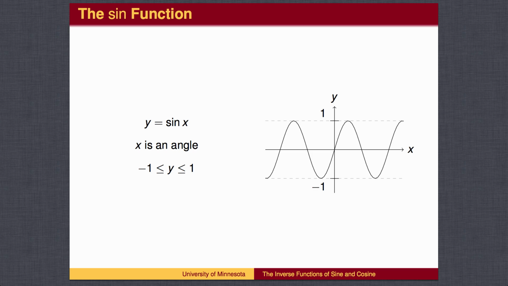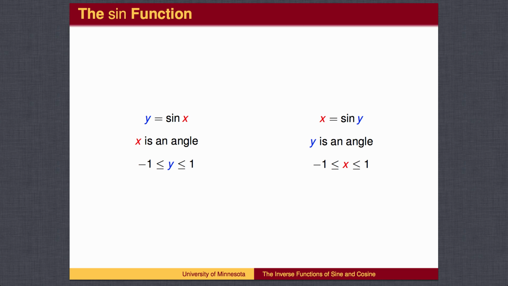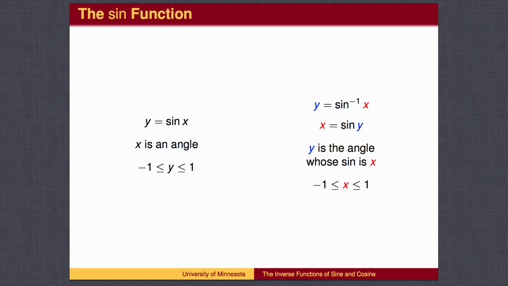The sine function has as its input an angle and has as its output a number between -1 and 1. We can create the inverse of the sine function by reversing the roles of the input and the output. The inverse sine function is written as sine with a -1 that looks like an exponent. This is not a reciprocal, it is an inverse. Y is the angle whose sine is x.